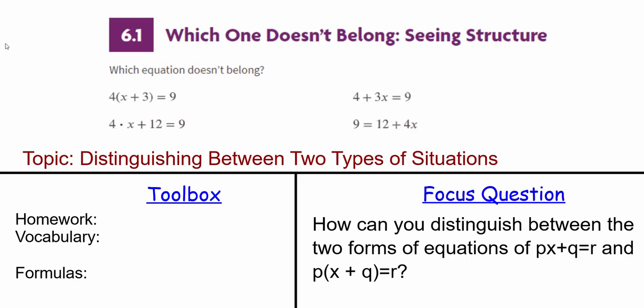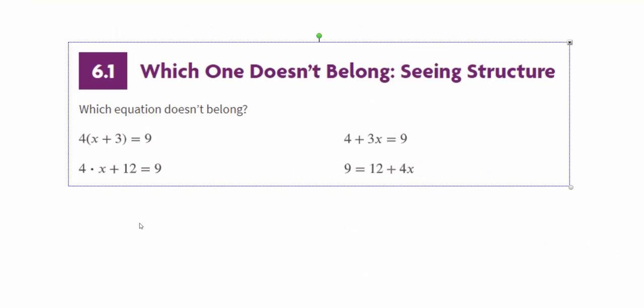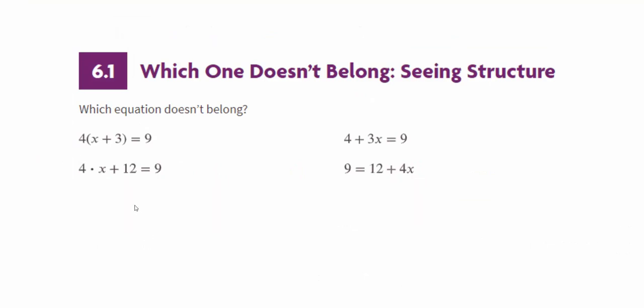So let's look at our warm-up. Which one doesn't belong? Seeing structure. If I'm looking at these, I'm trying to see something that's different between them. I can see right away that this one here has parentheses and the other ones don't. Let's see if there's anything else. Oh, this one has the 9 equals, and all these are equals 9. This one's starting out with 9 equals.